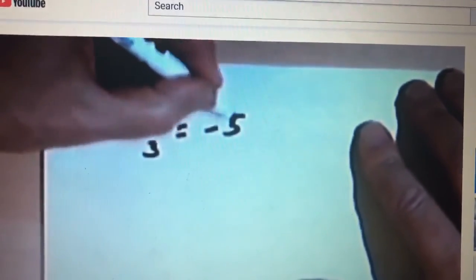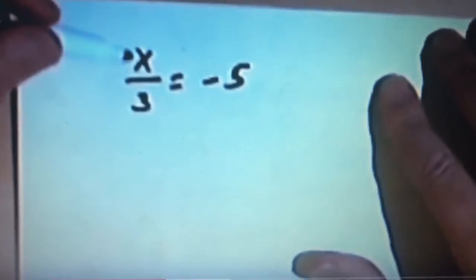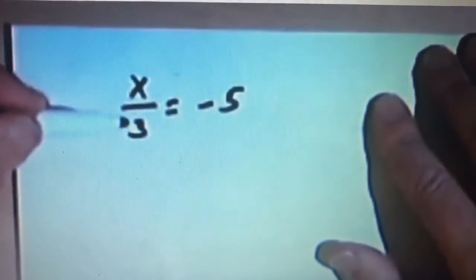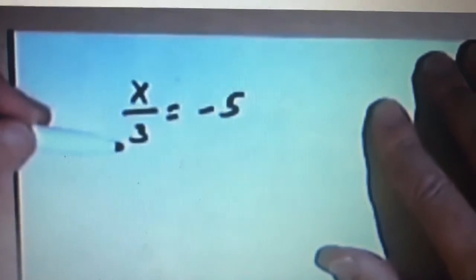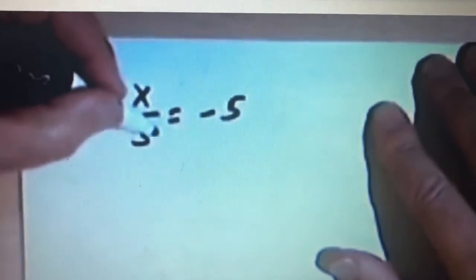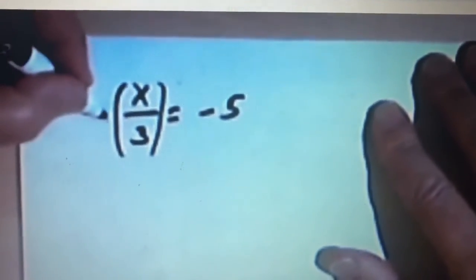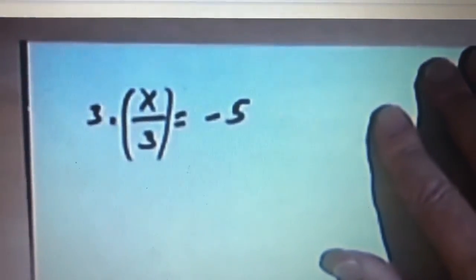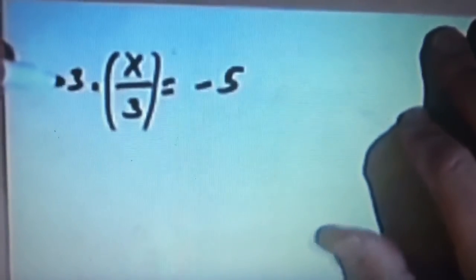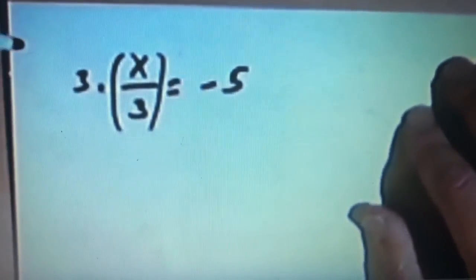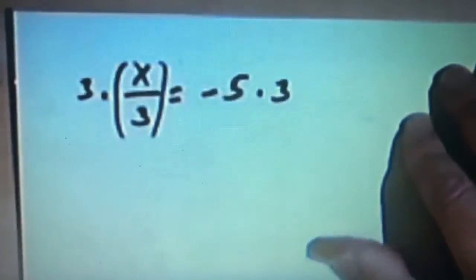And once again, I want to isolate that x. I want to get it by itself. So since I had the x being divided, the way to undo division would be to multiply. So I'm going to multiply this fraction, x over 3, by 3. If I multiply one side of an equation by a number, I've got to multiply the other side by the same number. So that means I have to multiply the right side of the equation by 3.